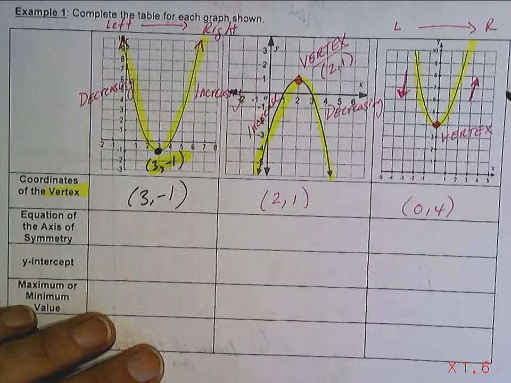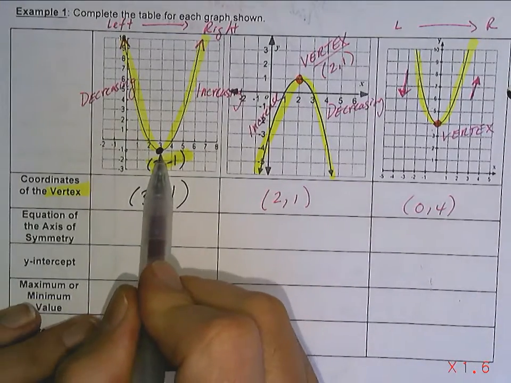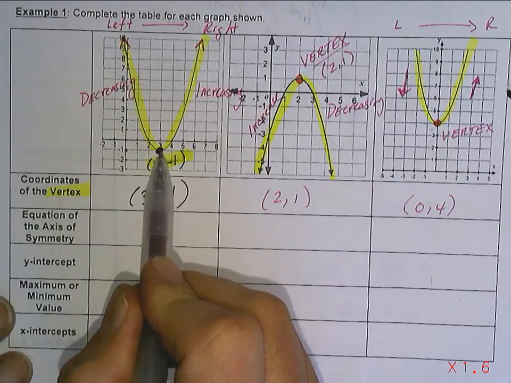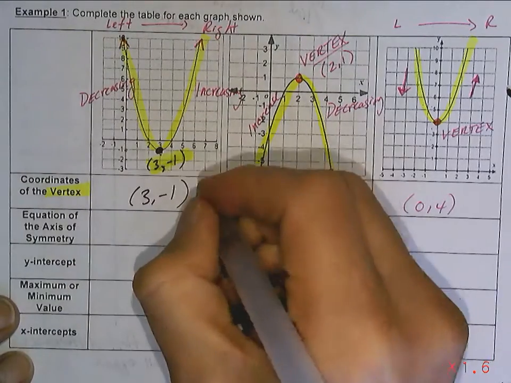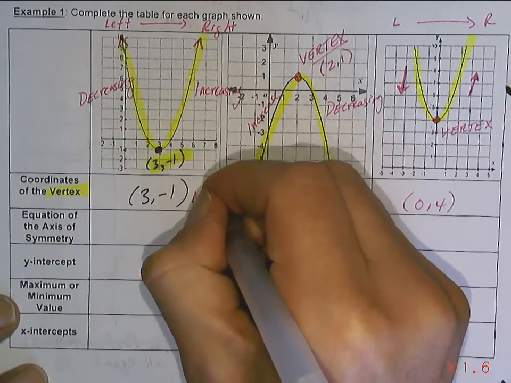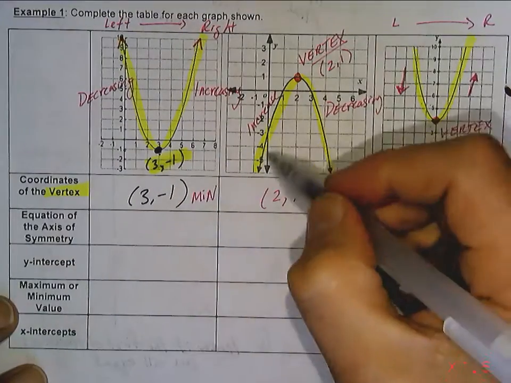However, is there a minimum point? Is there a smallest y value we can have? Yeah, it's right here. So this is a minimum. So this vertex is a minimum vertex. What about this vertex?